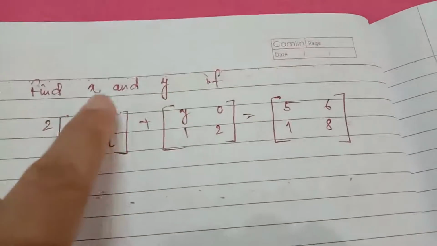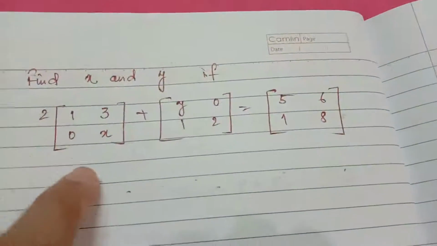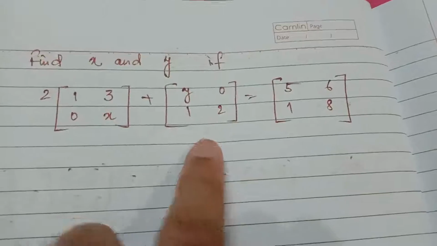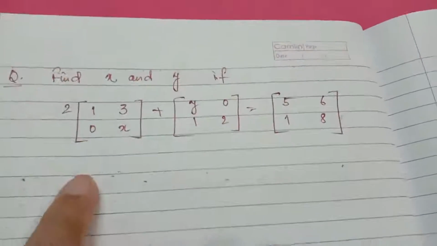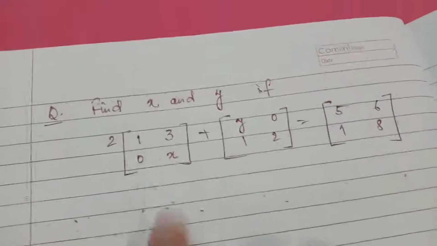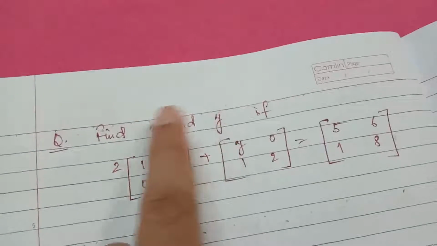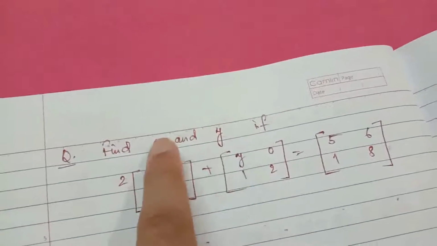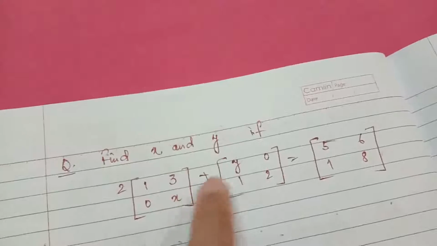Now I have taken another simple question. Find x and y if 2 into this matrix plus this equals this matrix. This is given in the NCERT book. Here you can see x and y are given in small letters. That means you have to find the elements x and y.